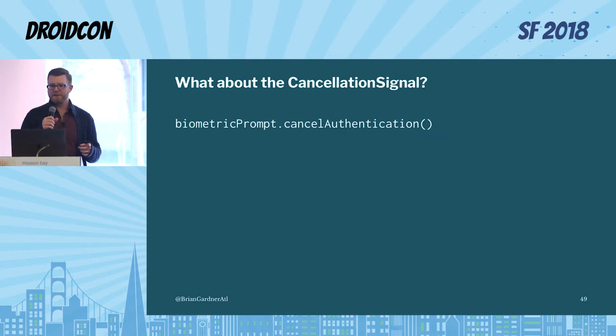There's also no cancellation signal, which is nice. So they basically have hidden that away from the implementation. So instead, you just call cancel authentication on the biometric prompt object, which does the exact same thing. I'm assuming they have a cancellation signal built into the biometric prompt now, and that'll basically do the exact same thing for you.